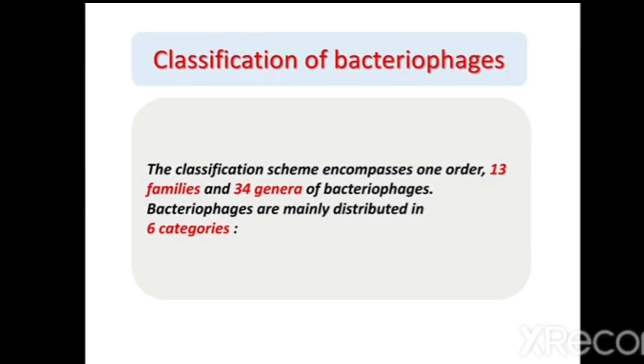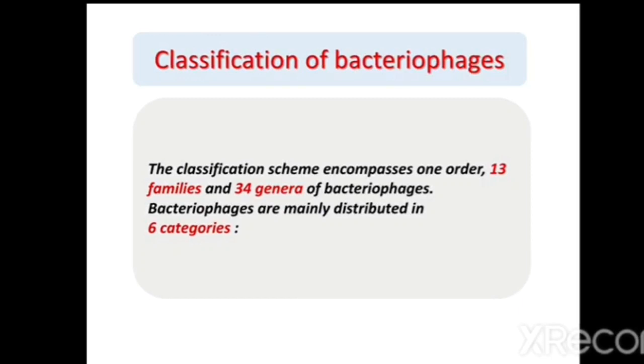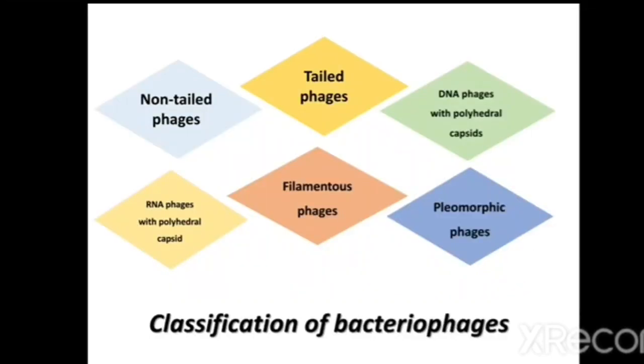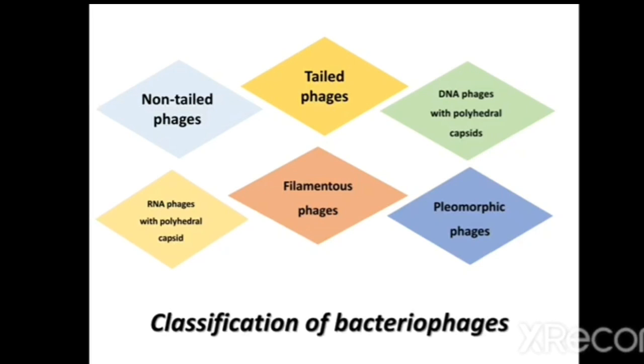The classification scheme includes 1 order, 13 families, and 34 genera, and the families are distinguished taking into account the type of nucleic acid and virion morphology. Mainly, the bacteriophages are distributed into 6 categories: tailed phages, non-tailed phages, DNA phages, RNA phages, filamentous, and pleomorphic phages, and we will talk about each group separately.